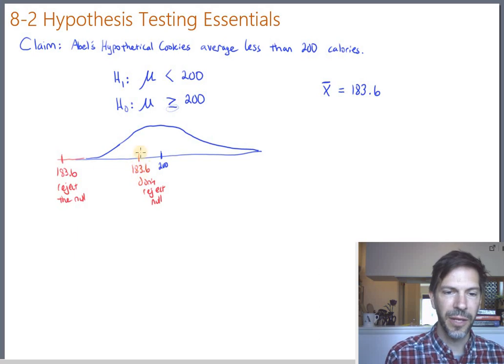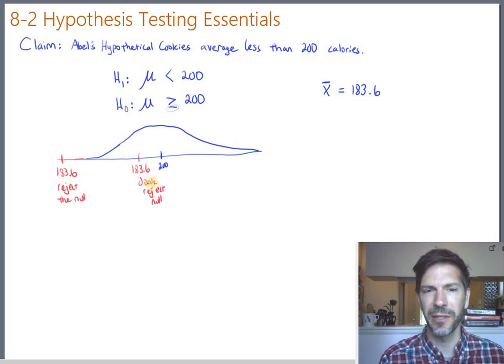So if the 183.6 turns out to be within the typical spread for a 200 average, then we won't reject the null. The book is going to use the phrase "fail to reject the null," but you can also say "don't reject the null."